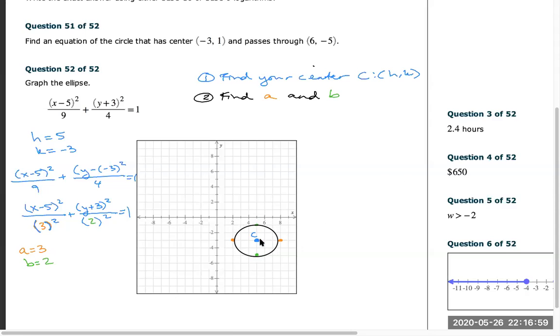So that is how your ellipse looks. Again, just emphasizing that this length here is A, and this length is A. This length is B, and this length is B.